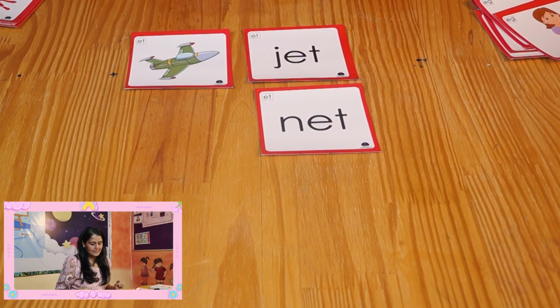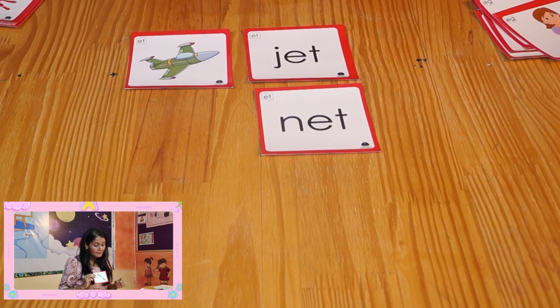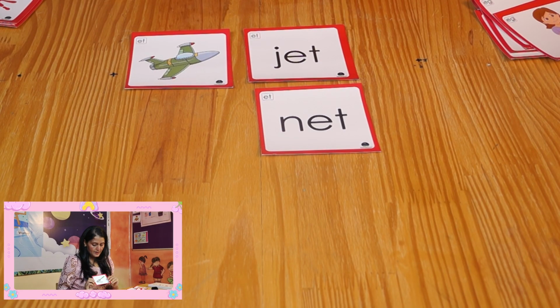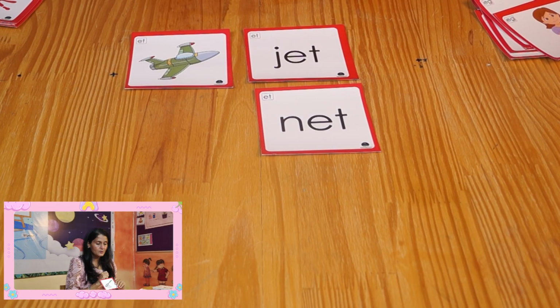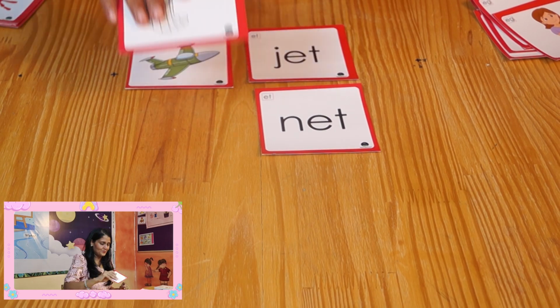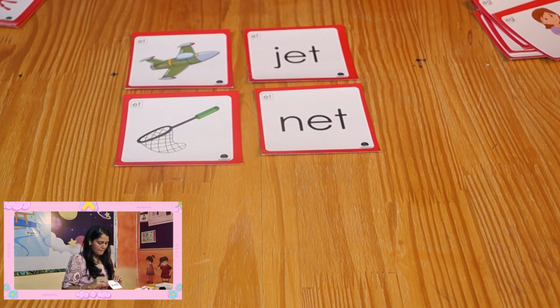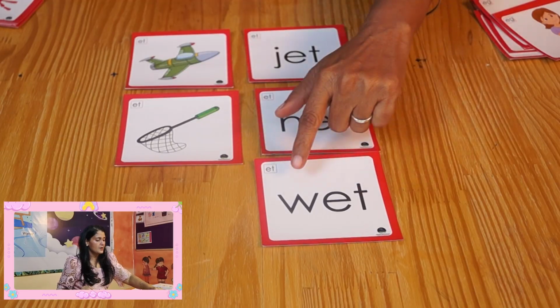Et, net. Now let's read it in one go. Net. This is the net. Where do we use this net for? Okay, yes, sometimes we use this to catch flies, or sometimes even to catch fish. Correct. Now, let's read the next word.